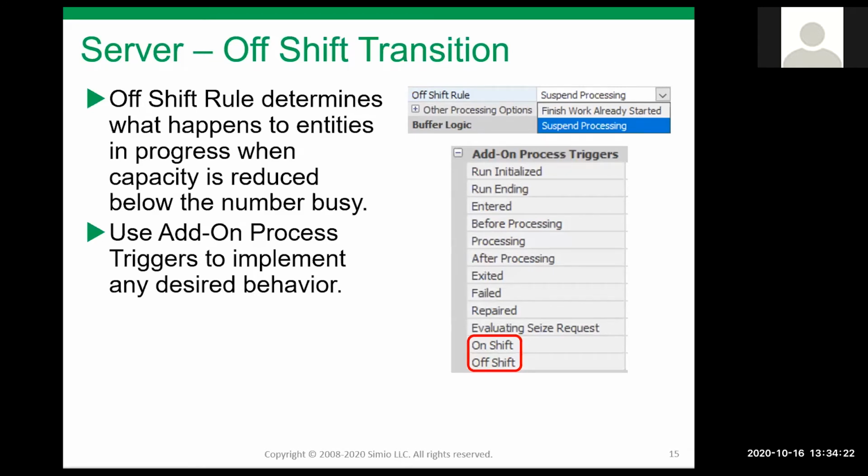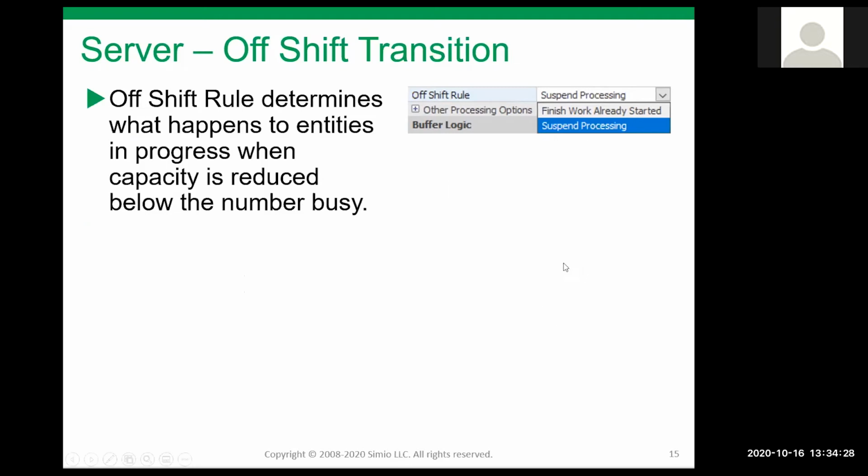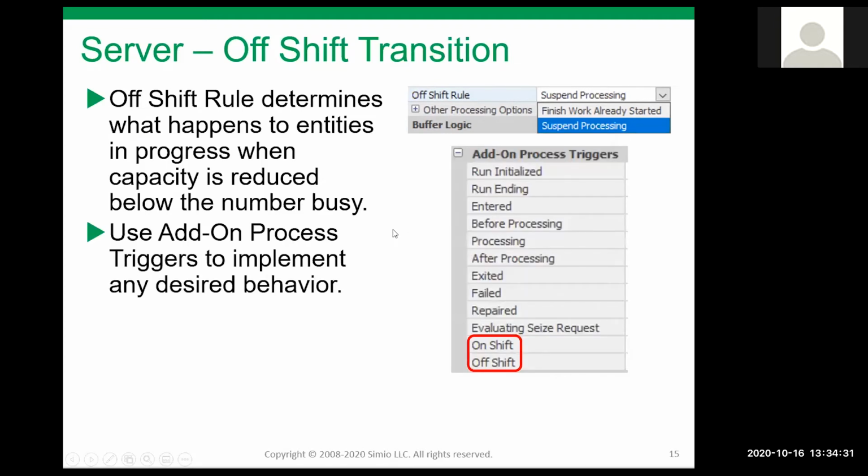You can also, if neither one of those basic options applies, then we have add-on process triggers. And we briefly talked about processes, I think, in the second module. But processes are places where you can, well, a process is a set of logic that can do anything you want. An add-on process trigger is a place in the sequence of actions of that module where you can put any of that logic. So this indicates that whenever an entity goes off shift, I want to execute a process.